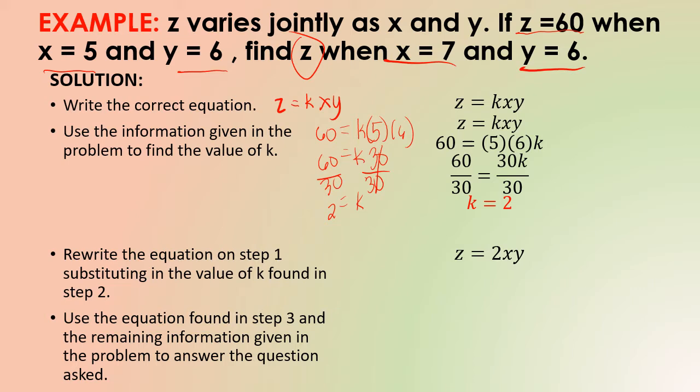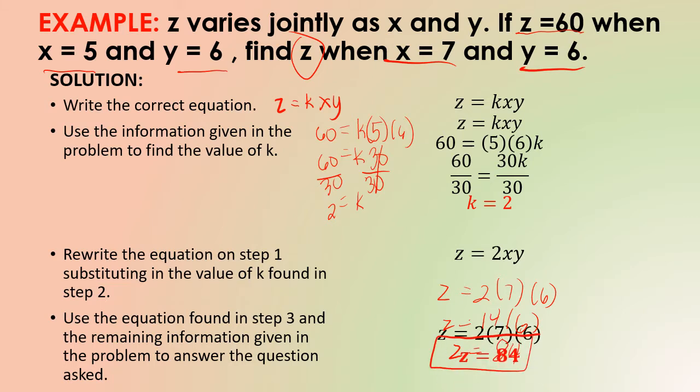Ang hinahanap natin is z. So, nawawala si z. May value na tayo ng constant, which is 2. Ang x natin is 7, and y natin is equal to 6. So, 2 times 7, that is 14. z is equal to 14 times 6. So, the answer would be z is equal to 14 times 6, 84. So, nahanap na natin si z. Tignan natin kung tama yung sagot natin. So, z is equal to 84.